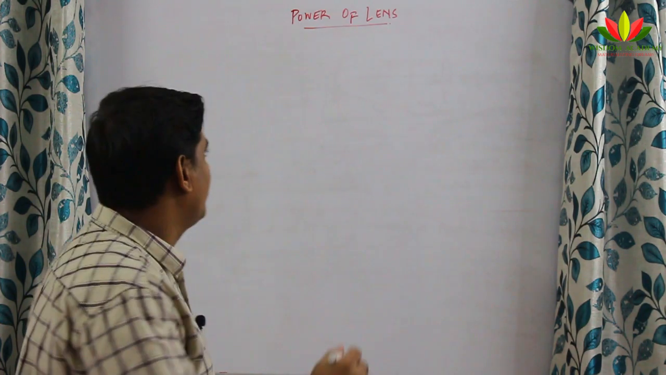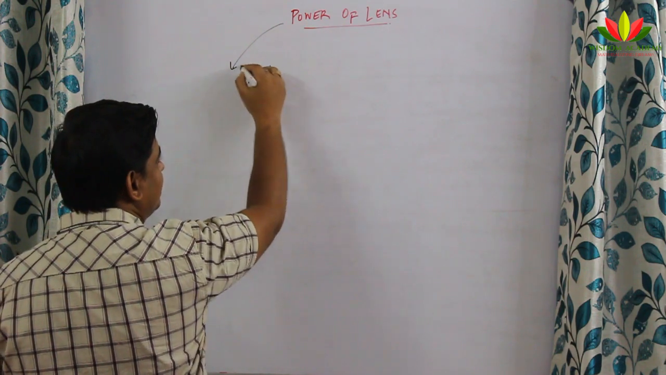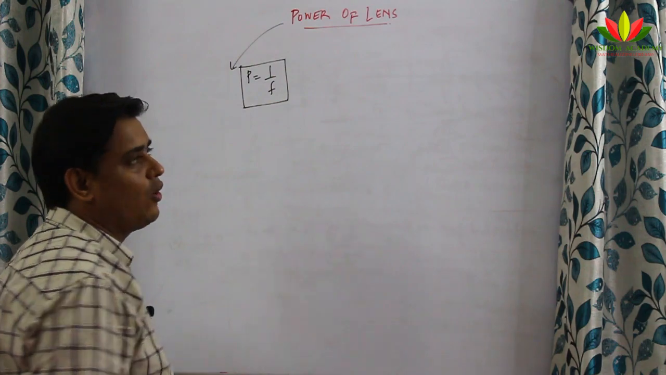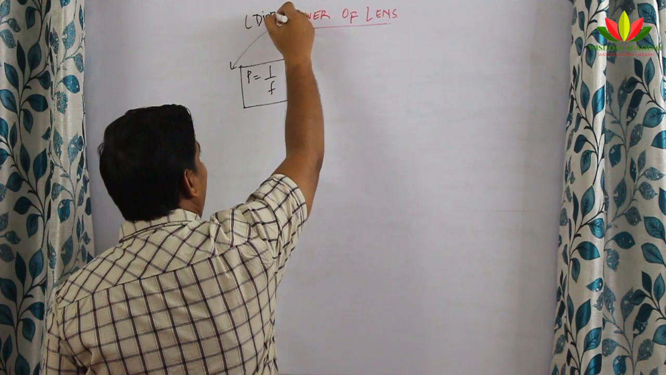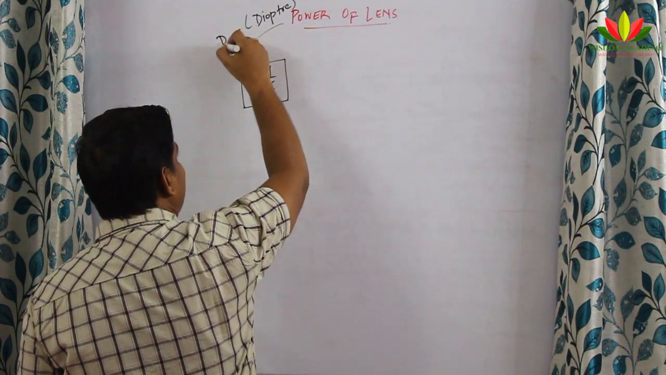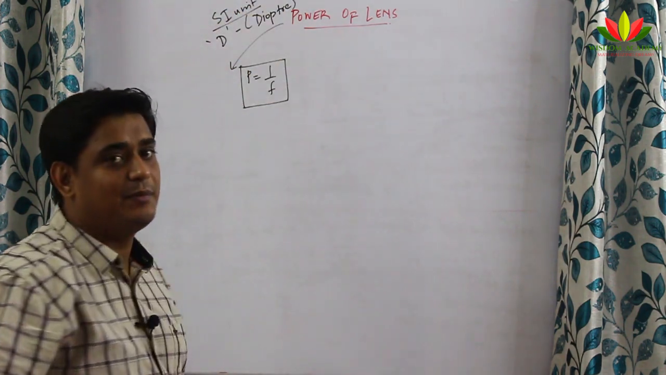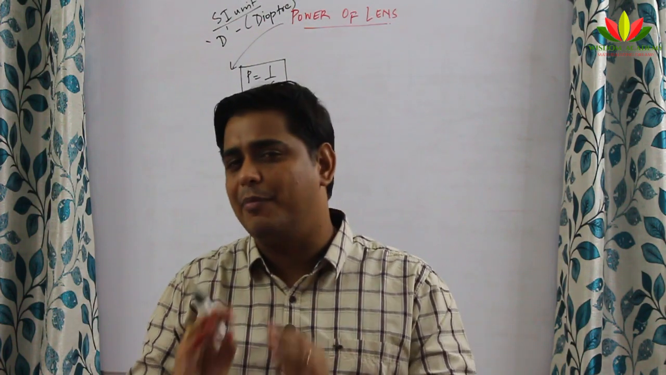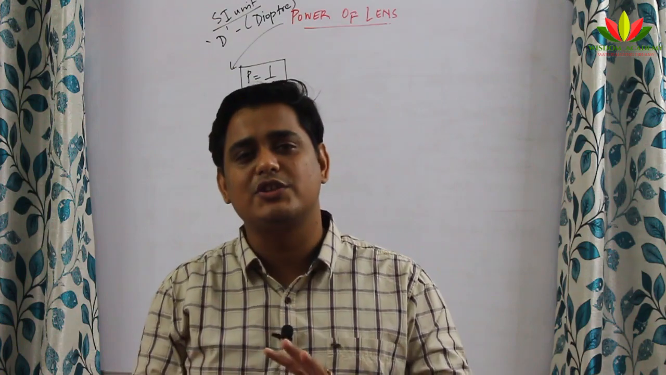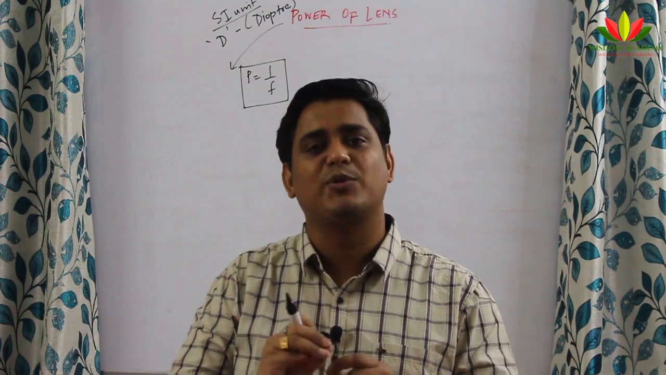There is one more concept called power of lens. What is power? Power is the reciprocal of focal length. So power is equal to 1 by F. Power is always taken in diopters. The SI unit of power is diopter, represented by capital D. First, what is power? Power is the ability of any lens to converge or diverge the light falling on it. That is its power. And mathematically it is the reciprocal of focal length.